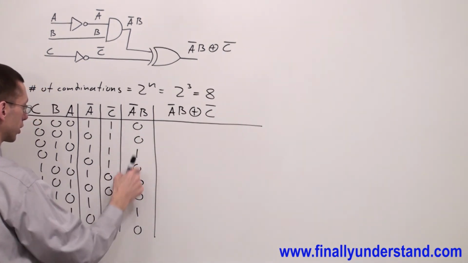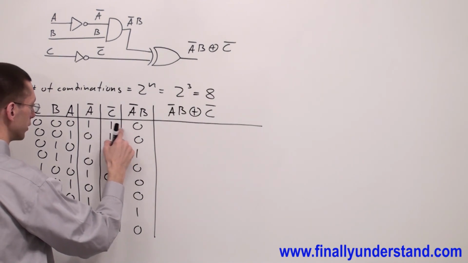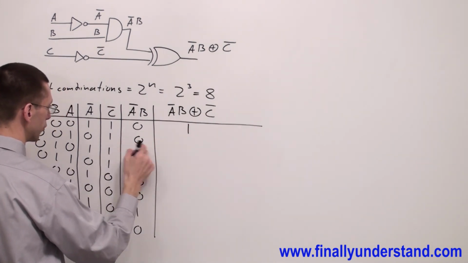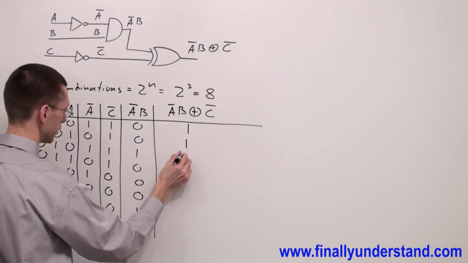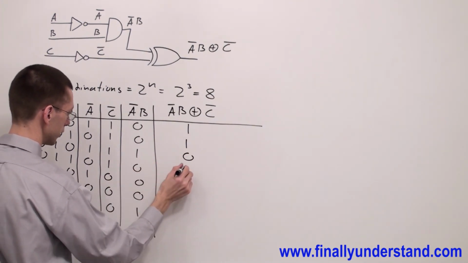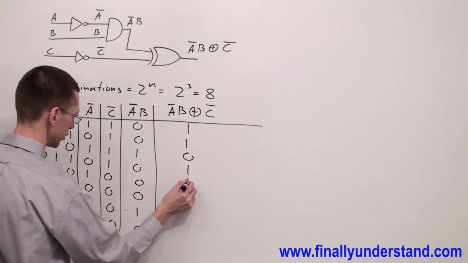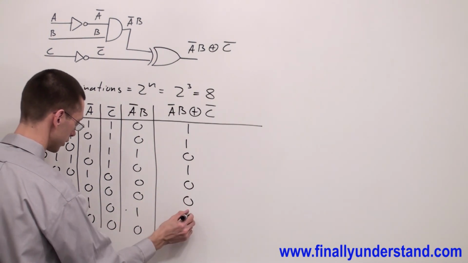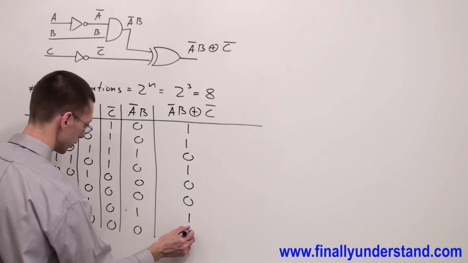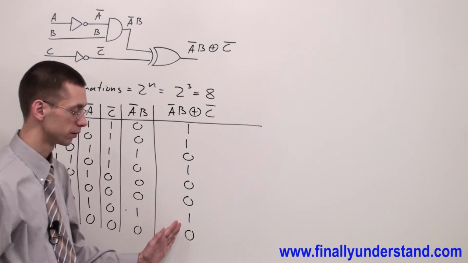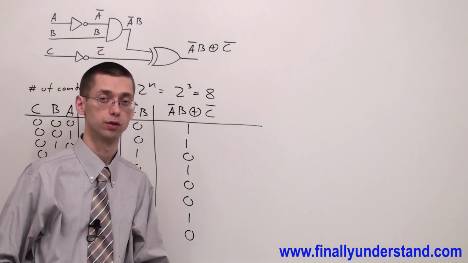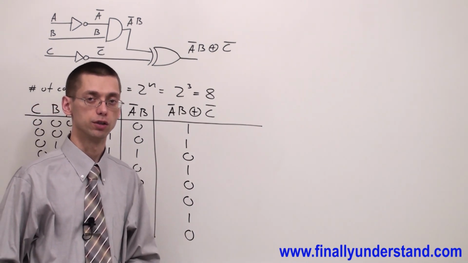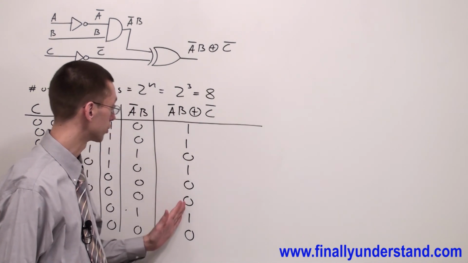That's why I have to look at these two columns. So when I have two different conditions at the inputs, output becomes 1. They are different, 1. They are the same, 0. Different is 1. The same, 0. The same, 0. Different, 1. The same, 0. This column is called the truth table for my circuit. These are all the possible conditions on the output. Okay, so this is the solution to my problem.